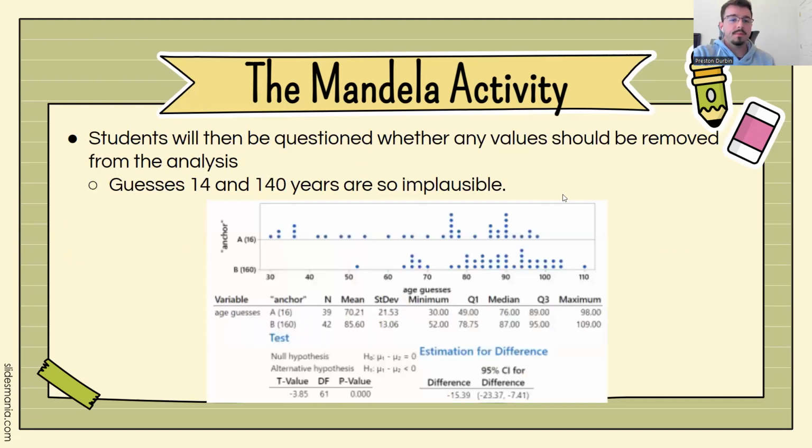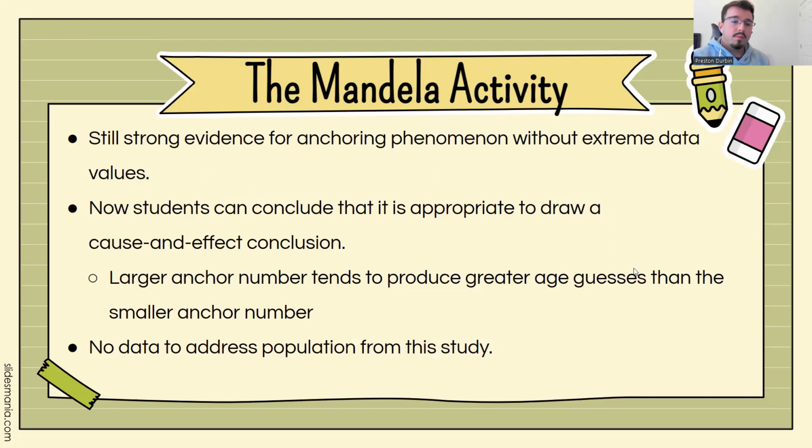And students will be questioned whether any values should be removed from the analysis. This is what I mentioned earlier with the 14 and the 140 years being outliers. This is actually implausible, because for someone to be alive for 140 years is nearly impossible. This could be because students didn't fully understand the question, and they probably just misunderstood it. But by removing those, it's still strong evidence for the anchoring phenomenon without extreme data values. Now the students can conclude that it is appropriate to draw a cause and effect conclusion, and the larger anchor number tends to produce greater age guesses than the smaller anchor number.